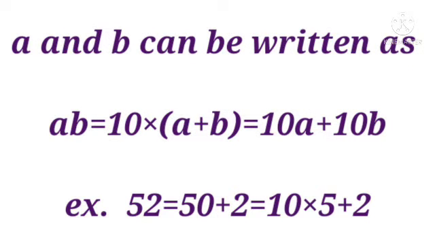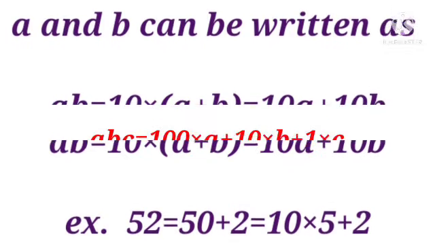Let us understand this with an example. 52 is equal to 50 plus 2, which is equal to 10 multiplied by 5 plus 2.